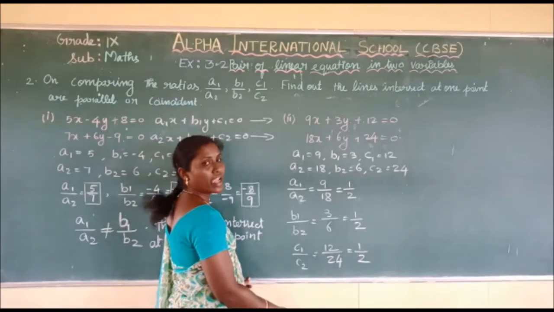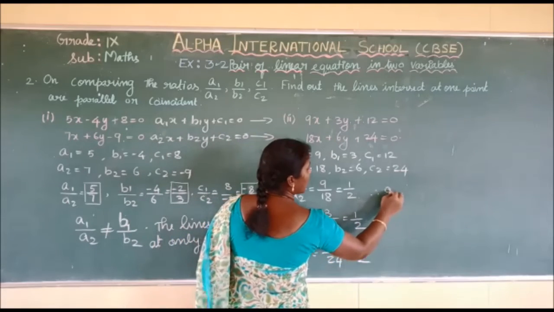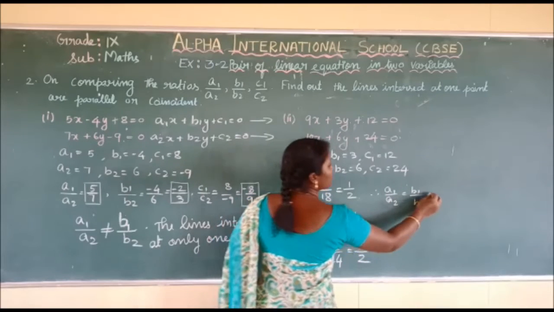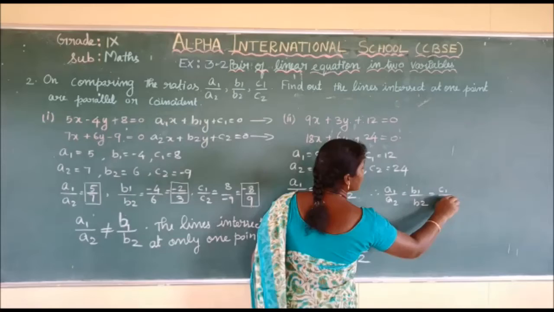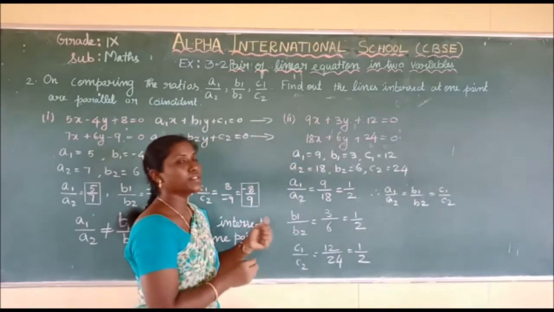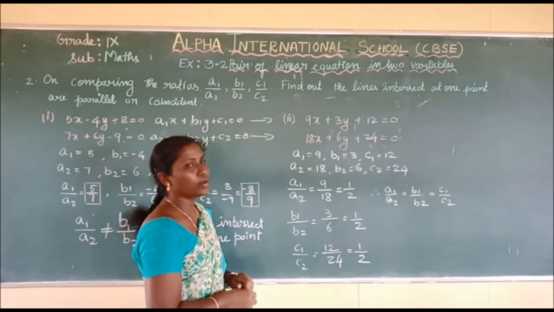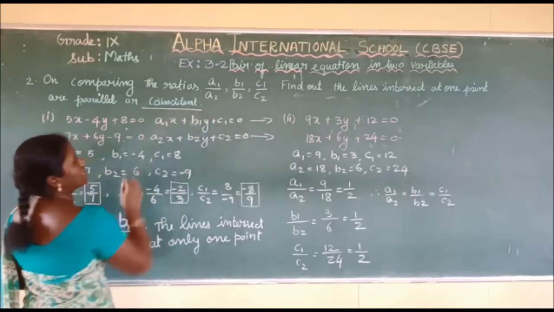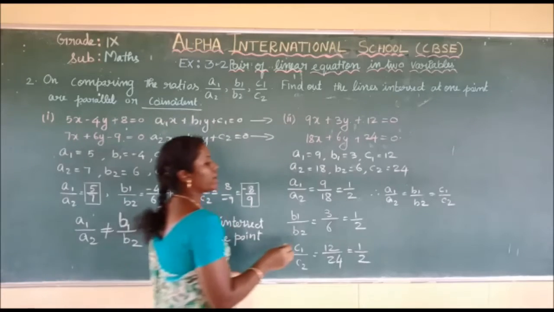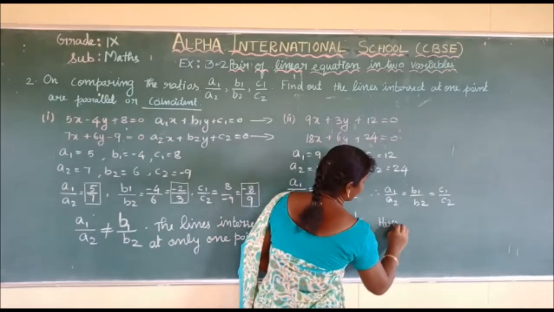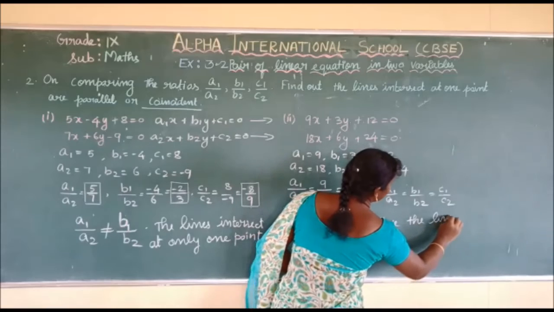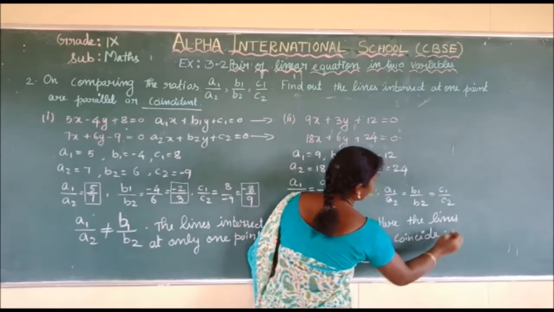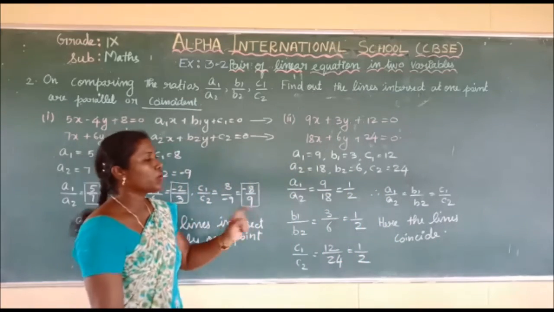So what is the conclusion we are having here? Therefore, A1 by A2 is equal to B1 by B2, which is equal to C1 by C2. See, all the ratios are equal. Then what can you say about this? The lines are coincident. The two lines coincide with each other.